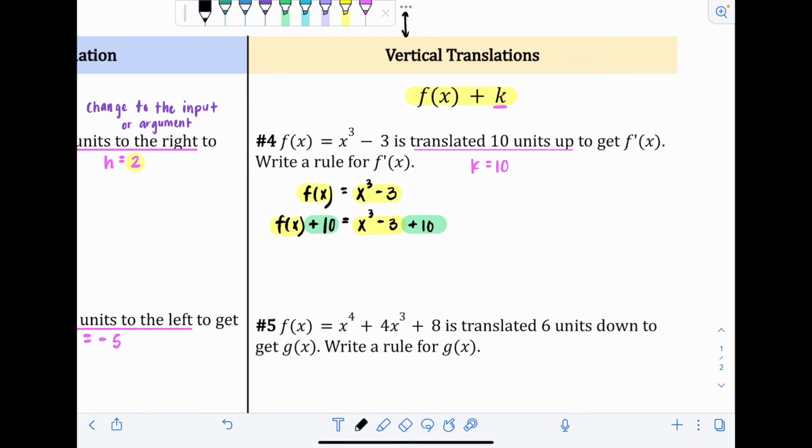And then if you can simplify, you want to. We have like terms right here, so we can add those. And then we're supposed to name our final function f prime of x. Since f of x is translated to get f prime of x, that's how we'll title our final answer. So f prime of x is equal to x to the third power, and then if we combine like terms, negative 3 plus 10 is 7. So f prime of x equals x cubed plus 7.